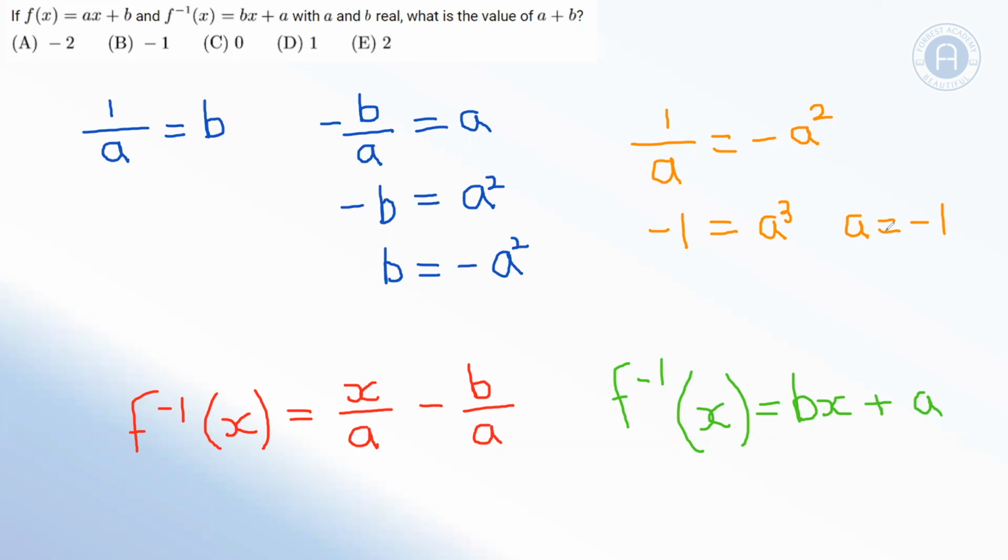If a is equal to negative 1, and we know that b is equal to 1 over a, b must be equal to 1 over negative 1. So b is equal to negative 1 as well. So we've got a is equal to negative 1 and b is equal to negative 1. So a plus b, negative 1 plus negative 1 gives us negative 2.